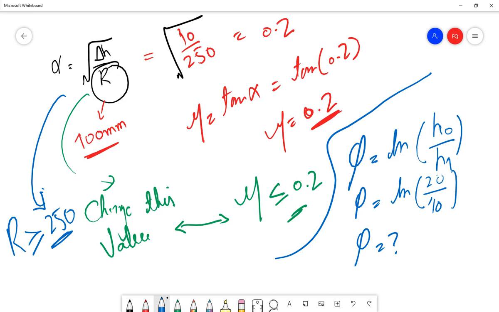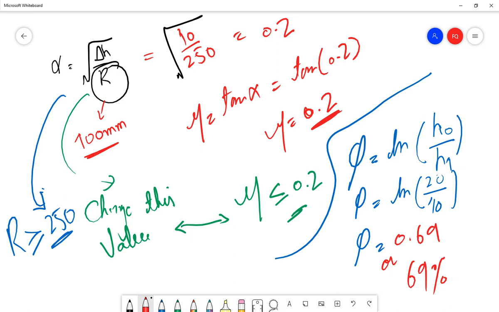So it is 0.69 or 69%. That is interesting.